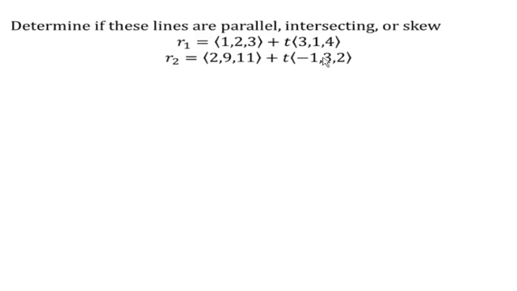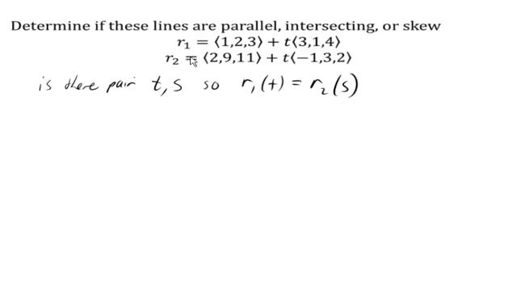Looking at these, it's pretty clear that they're not scalar multiples of each other. And so now we have to consider, could they be intersecting? To determine that, we have to ask the question, is there a pair of values, t, and we'll pick another variable, s, so that r1 at t is equal to r2 at s. Now, we don't care if the lines are at the same point at the same input. We wonder if there is some input for the first function and some input for the second function where they'll be equal. So what we're going to do is set the components equal.